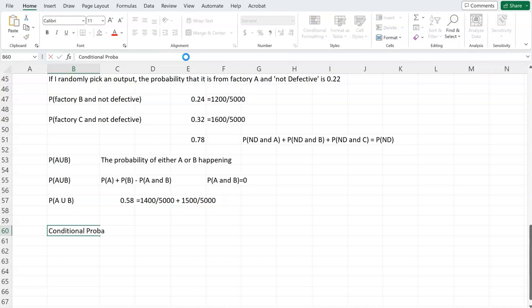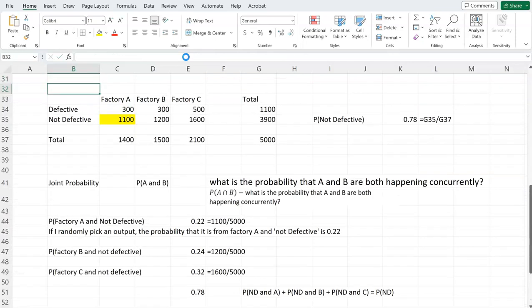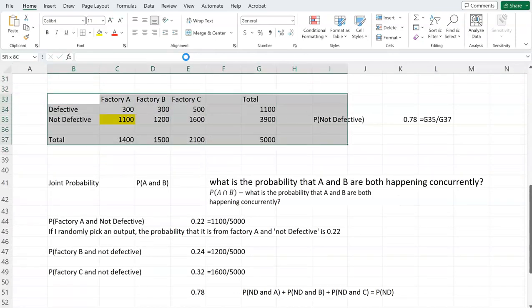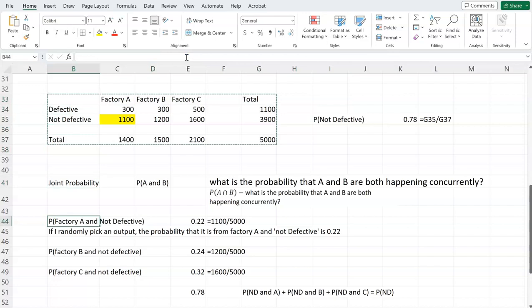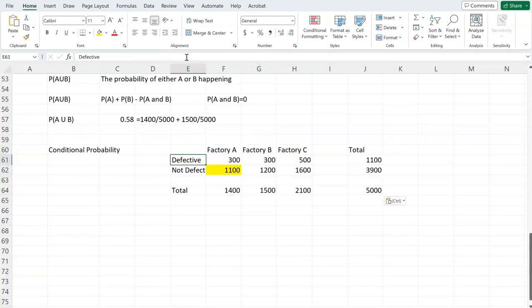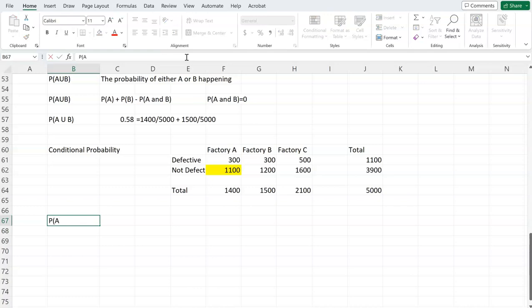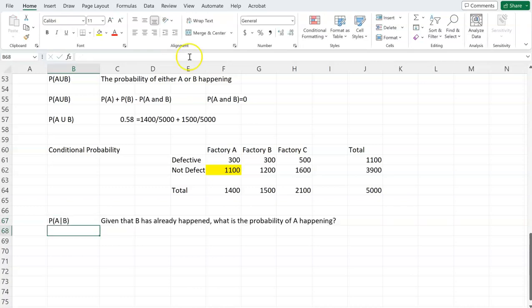Conditional probability usually means that if some event already happens, then what is the probability? It is something we update, basically, given all the information that we have now. So with conditional probability, we write it as probability of A given B. This notation means that given that B has already happened, what is the probability that A is going to happen now?